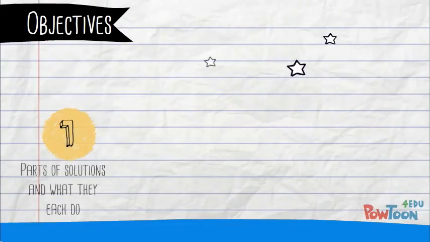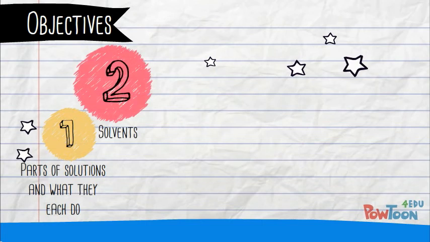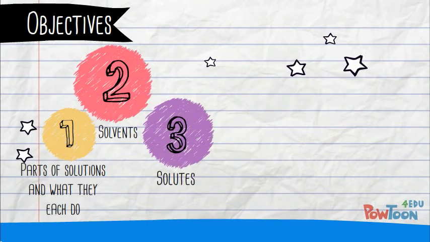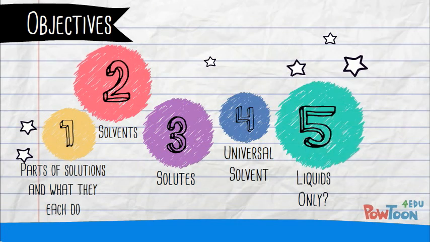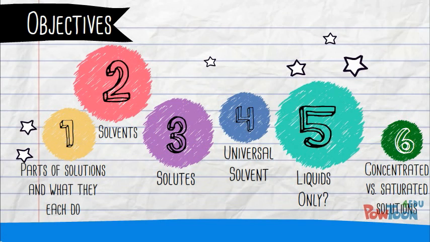I hope you found all your objectives. What are the parts of solutions and what does each do? What are solvents? What are solutes? What is known as the universal solvent? Are solutions only liquids? What's the difference between a concentrated solution and a saturated solution? And what is a suspension?